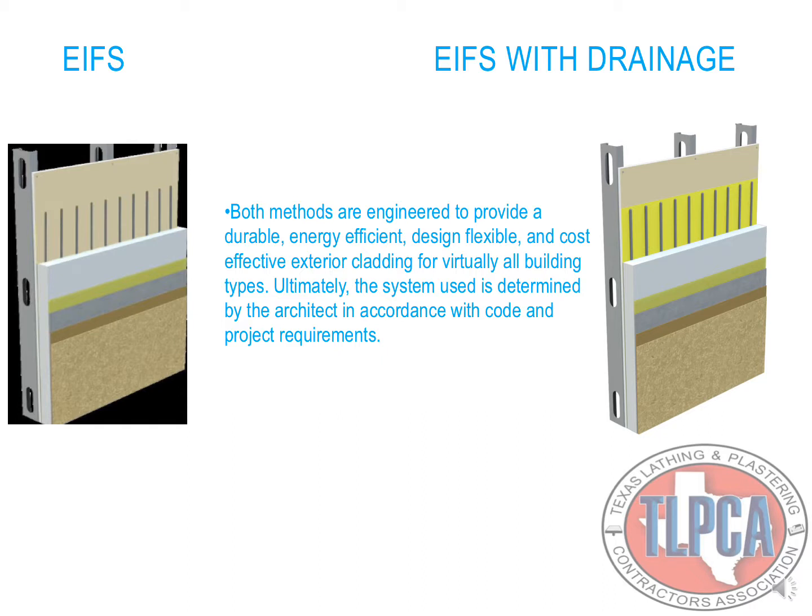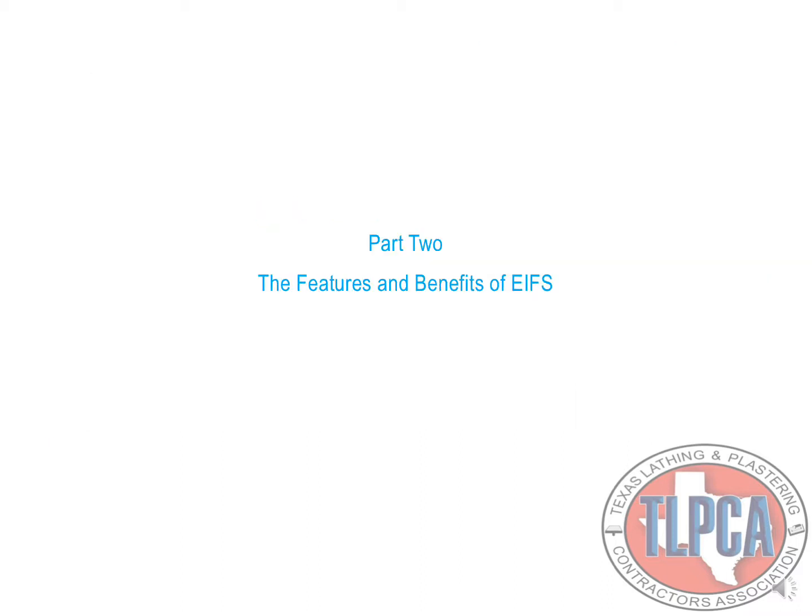EIFS and EIFS with drainage. Both methods are engineered to provide a durable, energy efficient, design flexible, cost-effective exterior cladding for virtually all building types. Ultimately, the system used is determined by the architect in accordance with code and project requirements. Part 2 will cover the features and benefits of EIFS.